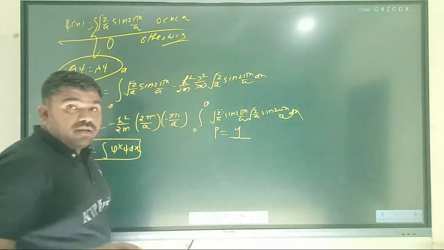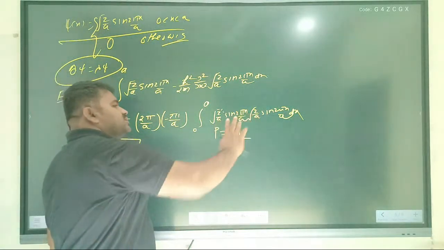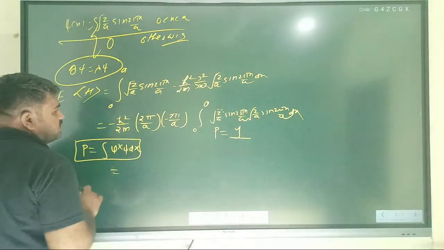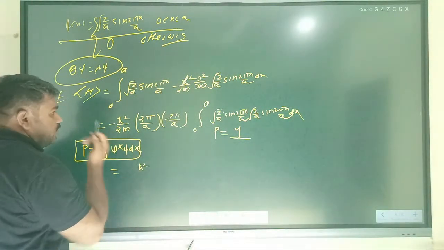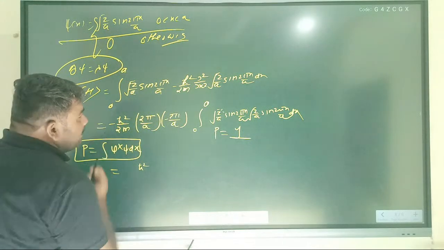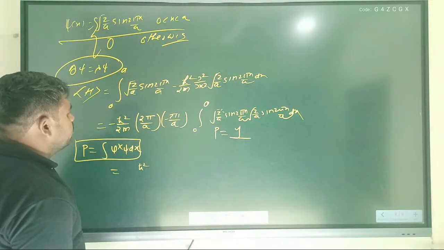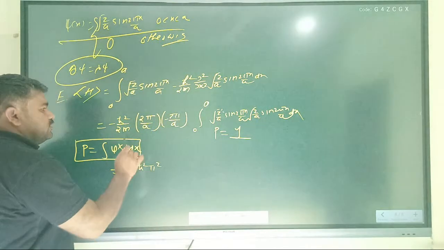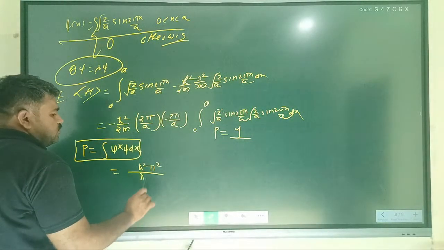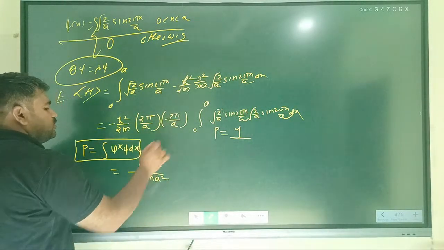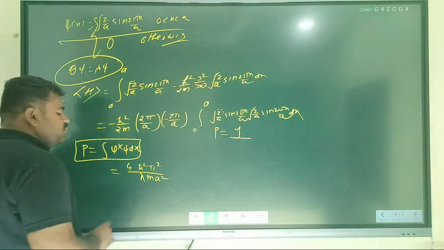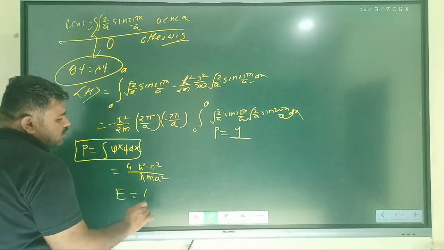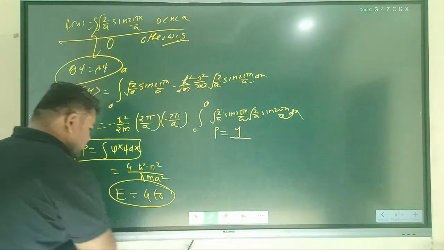Here the wave function is real, so ψ and ψ* both will remain the same. Now this is equal to minus into minus plus ħ² π² upon 2m a², and this 2 into 2 is 4. This energy is equal to 4 into epsilon naught, 4 ε₀.